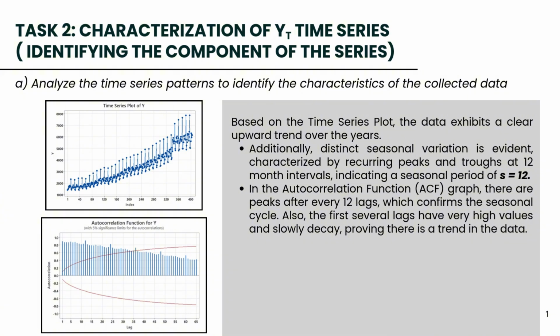So I'm going to talk about task 2. In order to analyze the time series patterns, we draw a time series plot and an ACF graph. From the plot, you can see that the data exhibit a clear upward trend over the years. As for seasonal variation, there are peaks and troughs at 12-month intervals, indicating a seasonal period of 12. And in the ACF graph, there are peaks after every 12 lags, confirming the seasonal cycle. Also, the first several lags have very high values and slowly decay, proving there's a trend in the data.